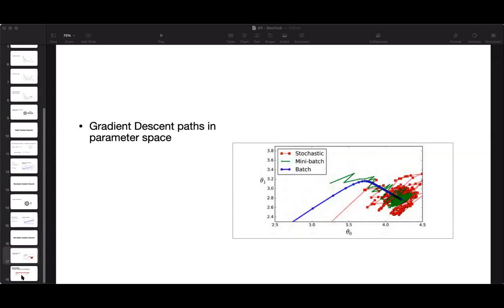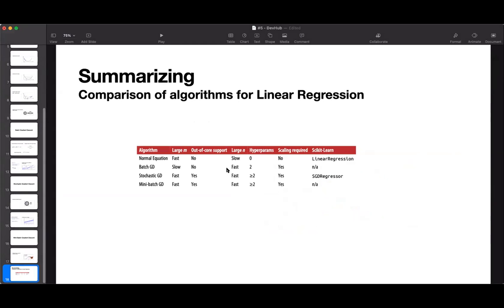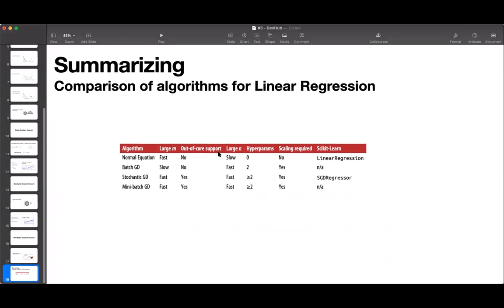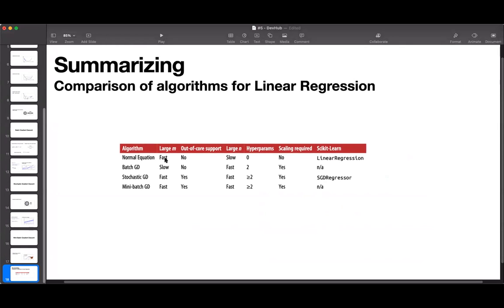And lastly, we'll see another comparison of all the algorithms that we have discussed so far for linear regression. So just look into this. The first one is the normal equation, and the other three, the second, third, and fourth, are the gradient descent. So in the normal equation, if we increase the number of features, it goes slow, and no scaling is required. And the library which scikit-learn supports for normal equation is LinearRegression.